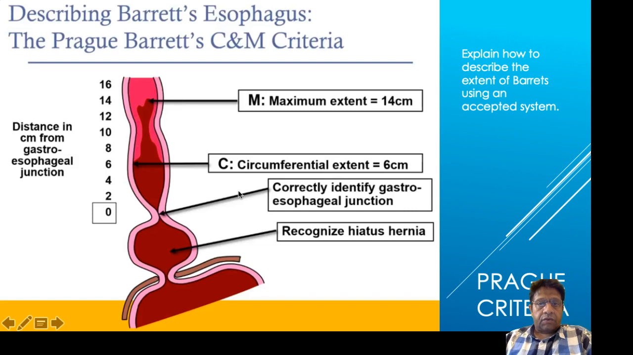You would then look for the maximum extent. Let's say the OG junction is at 40 centimeters and the maximum extent is at 30 centimeters. So you then take 40 minus 30, which will give you the maximum extent of 10 centimeters. Okay, so that's how you use the Prague classification to describe the extent of the Barrett's esophagus.